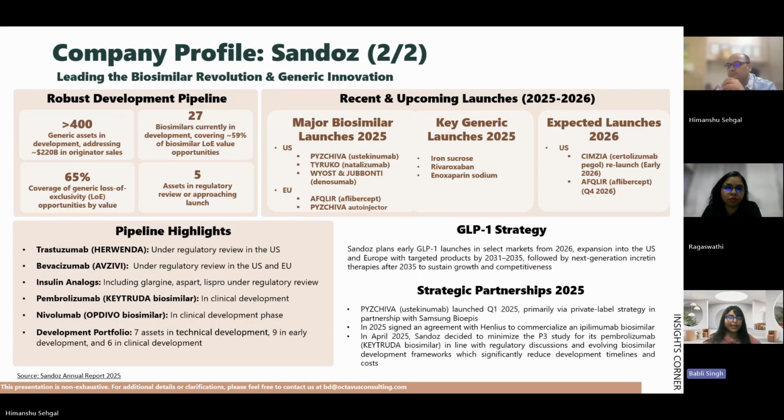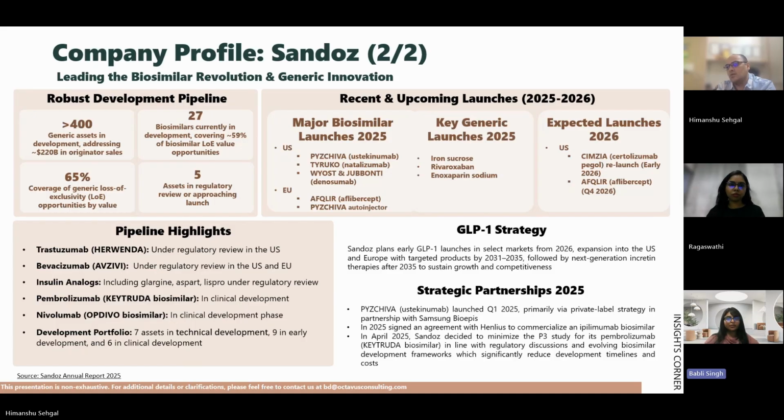Okay. So if we talk about the pipeline, approximately 400, of course, Sandoz is both generic and biosimilar. So approximately 400 generic assets in development, and 27 biosimilars currently in development, covering approximately 59% of biosimilars LOE value opportunities, 65% coverage of generic loss of exclusivity opportunities by value, and 5 assets in regulatory review or approaching launch. Recent and upcoming launches from 2025 to 2026.